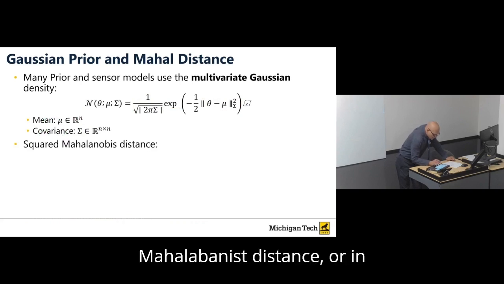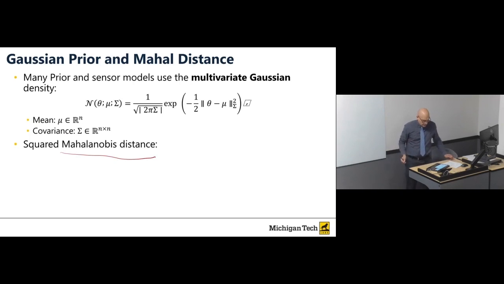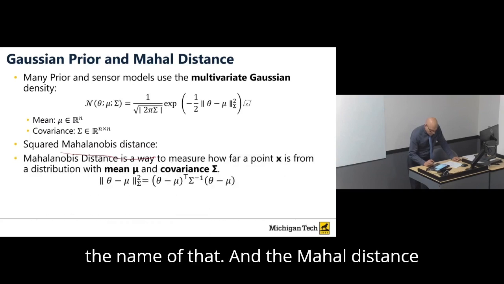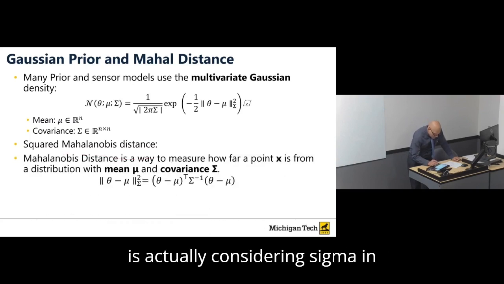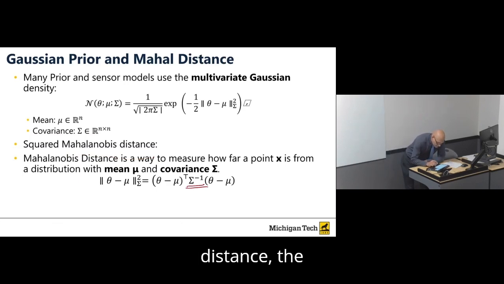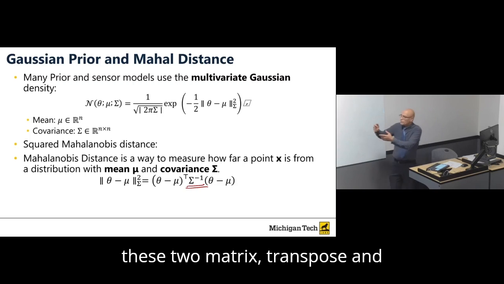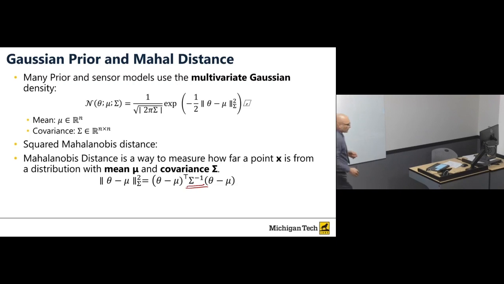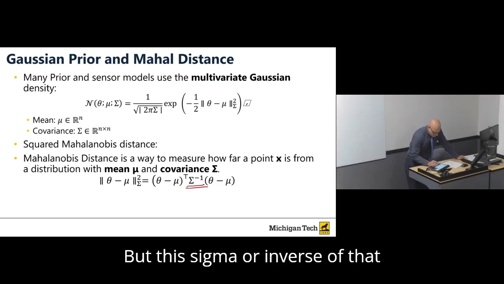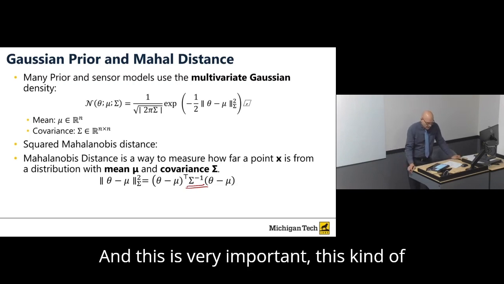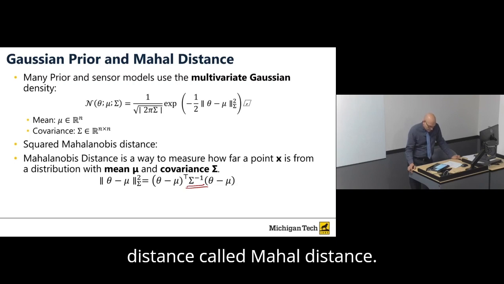That's called Mahalanobis distance, or in summary, Mahal distance is the name of that. And the Mahal distance is actually considering sigma in between. In Euclidean distance, the distance was just multiplying these two matrices, transpose and itself, without this sigma in between. But this sigma, or the inverse of that sigma, normalizes that. And this is very important. This kind of distance is called Mahal distance.